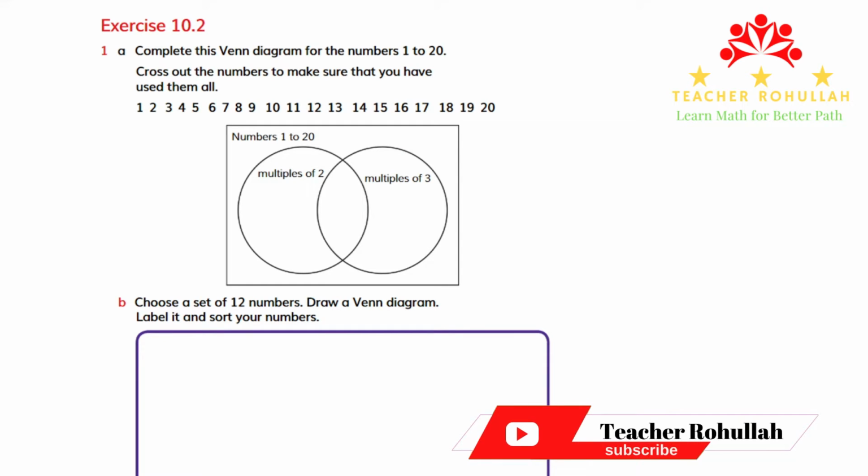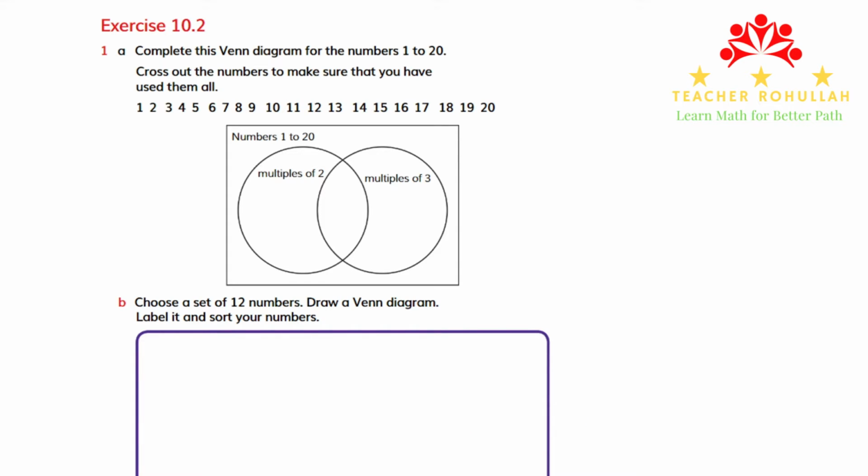In this lesson, I'm going to work on exercise 10.2 of Cambridge Primary Mathematics Learners Book 3. This exercise is aimed to learn about graphs, such as Venn diagram, Carroll diagram, bar chart, and so on. The first question in this exercise says, complete the Venn diagram for the numbers 1 to 20. And it says cross out the numbers to make sure you have used them all.